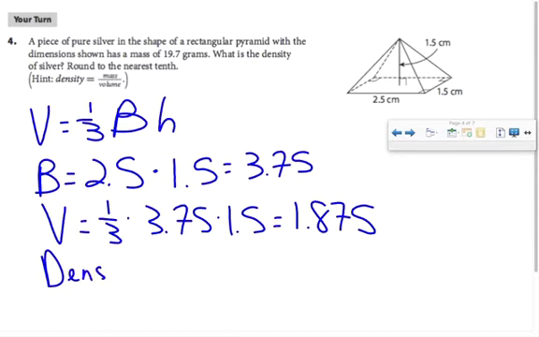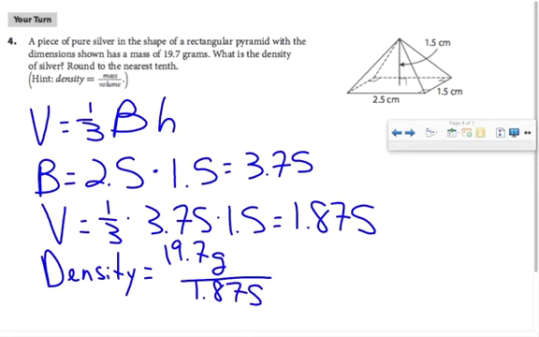The density is the mass, which is 19.7 grams, over 1.875. So 19.7 divided by 1.875. The density is approximately 10.5 grams per cubic centimeter.